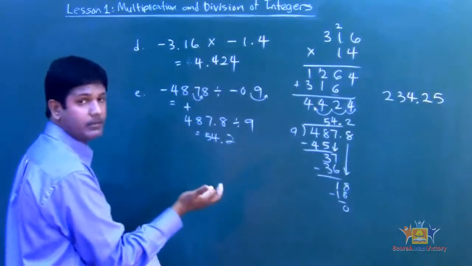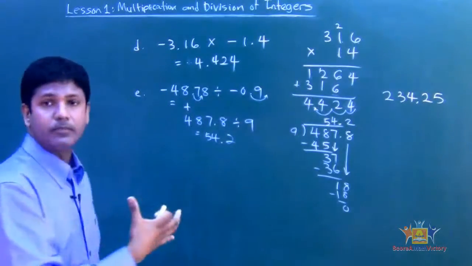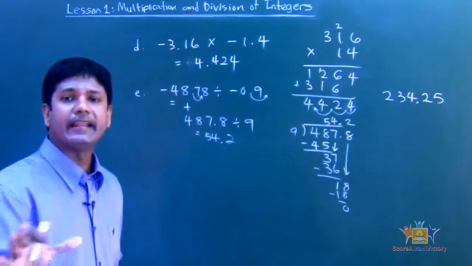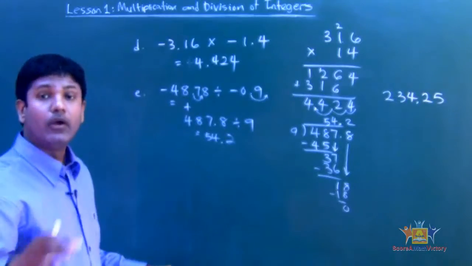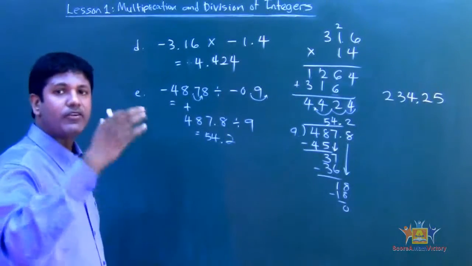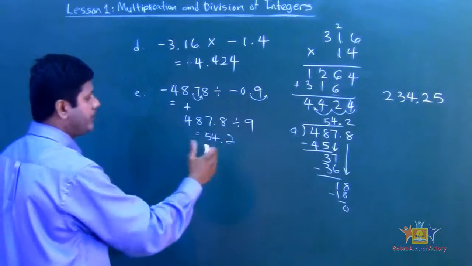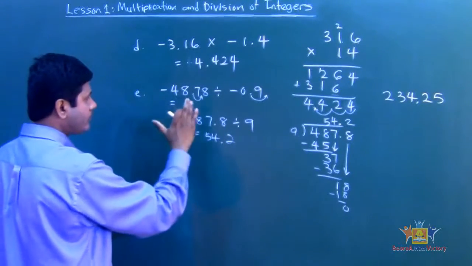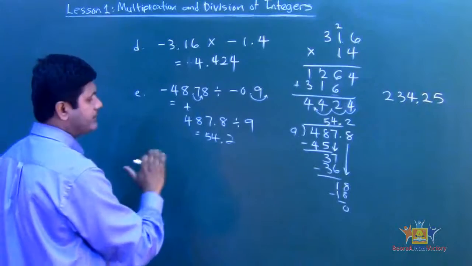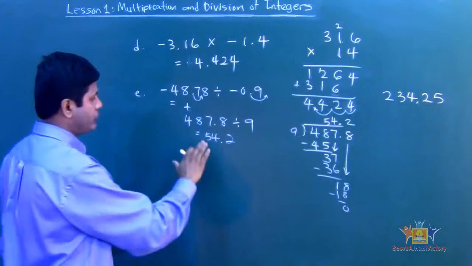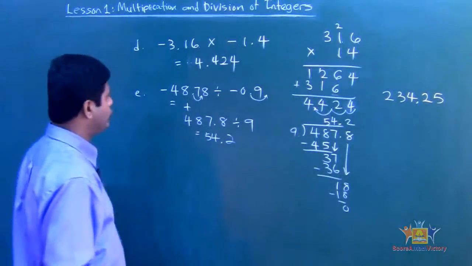Do I bring the decimal back? No, because in division, you forget it. That means just forget it, you don't bring it back. Only in multiplication, forget now, remember later. But in division, you just forget it. It's gone, all right? You just don't bring it back. And we know the final answer is going to be positive. You just drop the plus, you don't have to show it. Just put 54.2, all right?